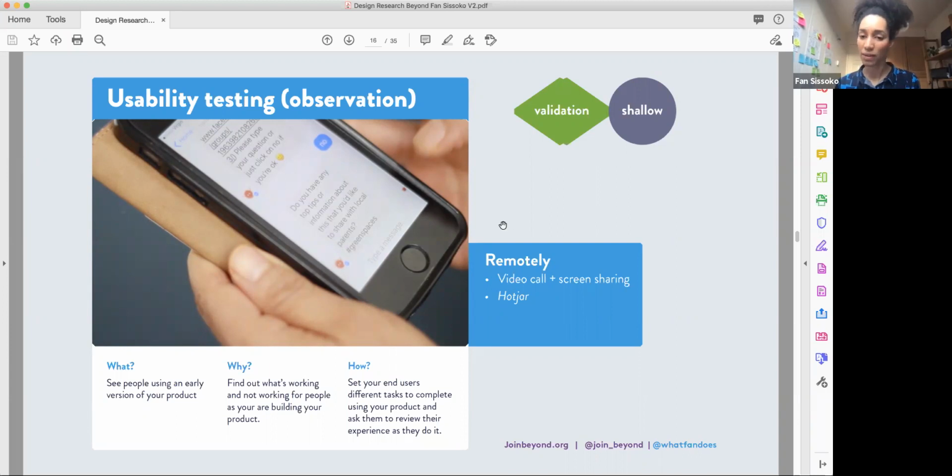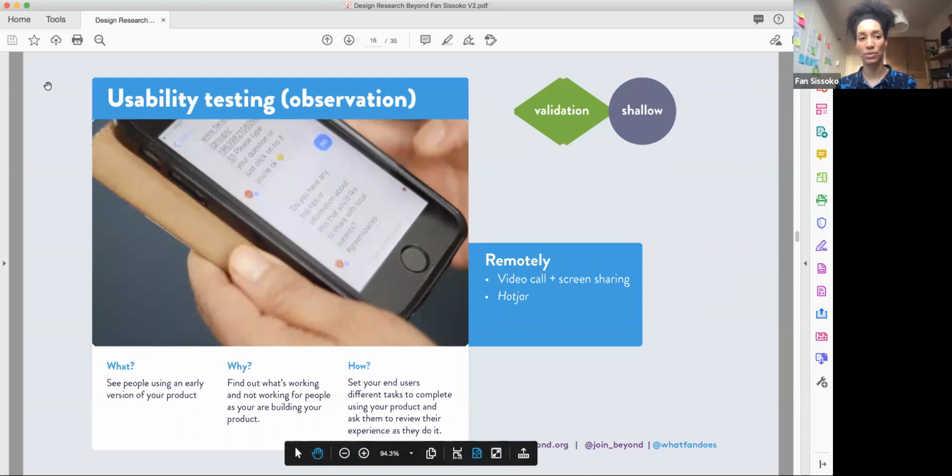But that's more for the end of the process. That's when you're really confident about what it is that you're testing and what it is that you're putting out into the world. And you're more looking for validation or small tweaks. So I will keep this kind of testing for towards the end of a project.